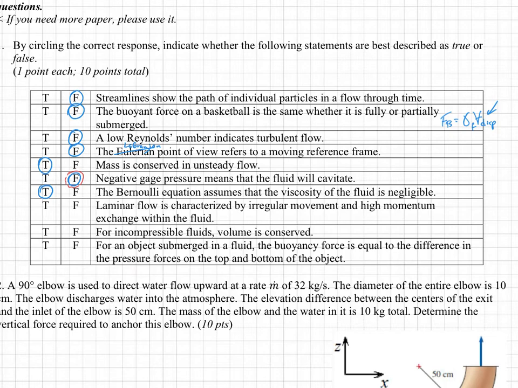Laminar flow is characterized by irregular movement and high momentum exchange within the fluid. That's false. That's kind of what's going on with turbulent flow. For incompressible fluids, volume is conserved. That's true, and the reason for that is because of an incompressible fluid.